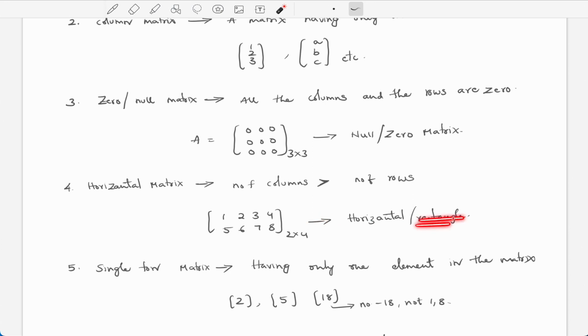We don't usually use the term rectangle, I am just giving the example. We use the term horizontal matrix. By the diagram you can understand that it is horizontally divided.